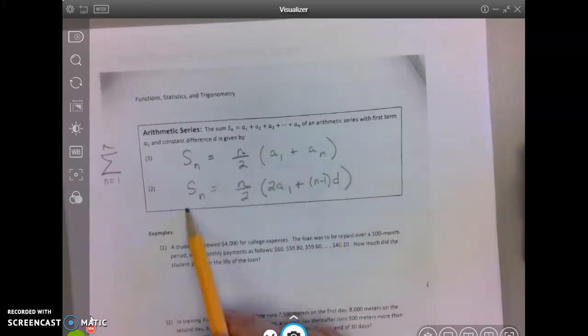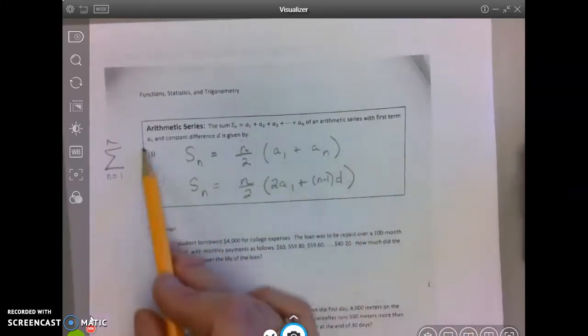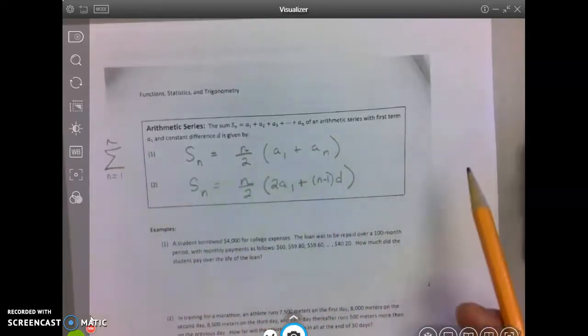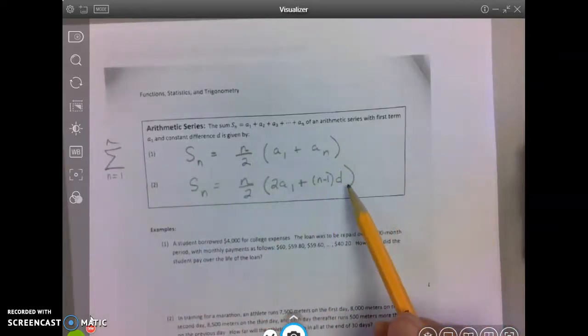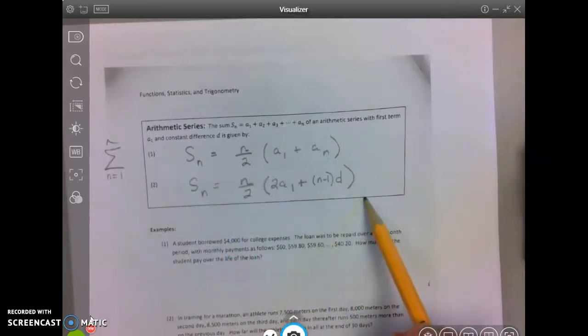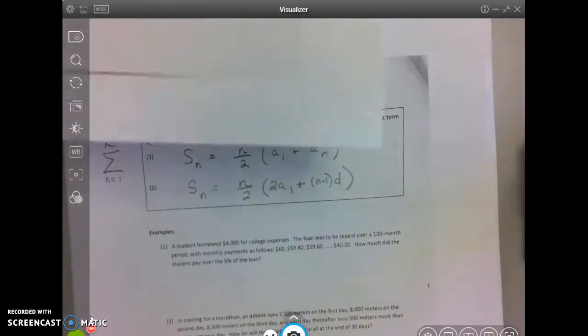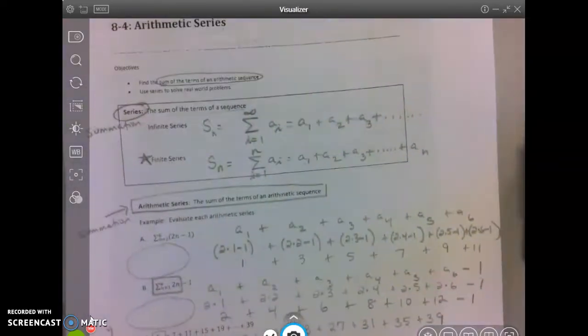Some people choose to just figure out what the last term is so that they can use the first formula. Sometimes it's not worth the work of figuring out the last term, so people simply use this second formula. All right, so let's go ahead and try this formula on the previous one where we were supposed to add up the first 500 terms.